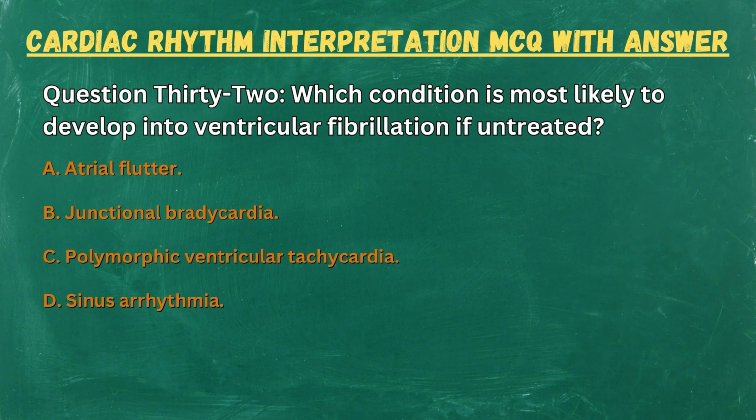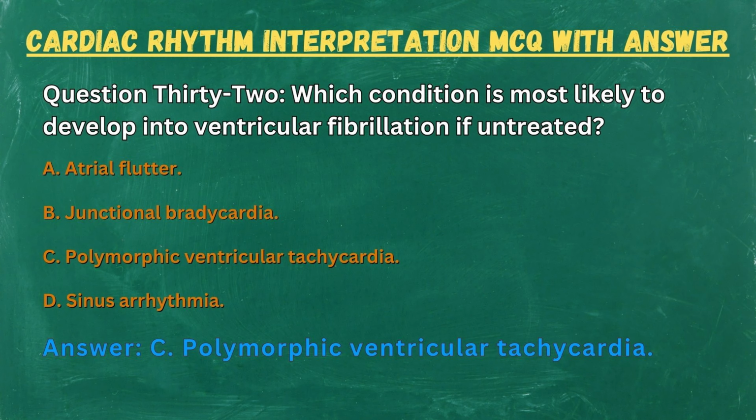Question 32. Which condition is most likely to develop into ventricular fibrillation if untreated? A. Atrial flutter. B. Junctional bradycardia. C. Polymorphic ventricular tachycardia. D. Sinus arrhythmia. Answer: C. Polymorphic ventricular tachycardia.